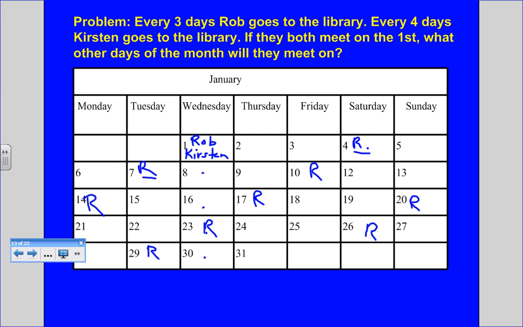How am I going to find out where Kristen is going to be at the library? Tiana? Because it would be, you'd put a K on the day. Okay. So what is the next day after the 1st that Kristen's going to go to the library? Come on. You come up and you put the K's where you think they're supposed to be, okay? Alright, so where's the next K going to be?